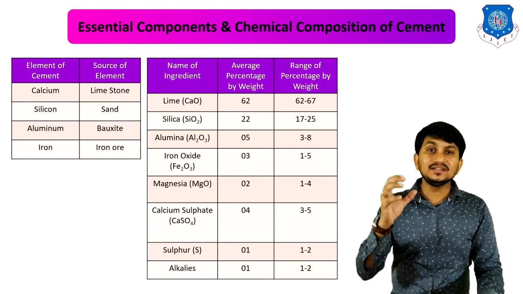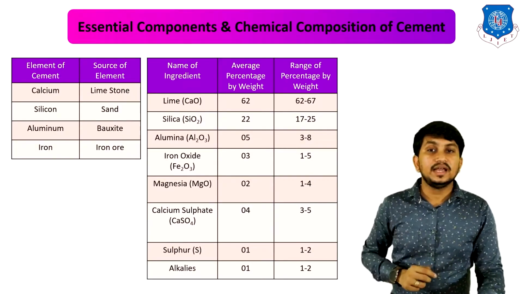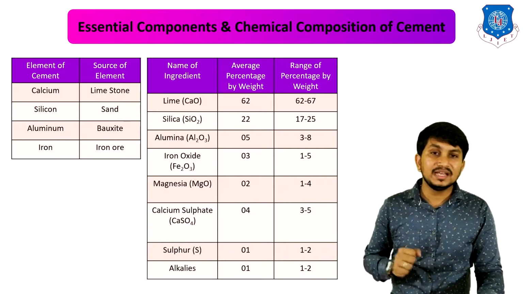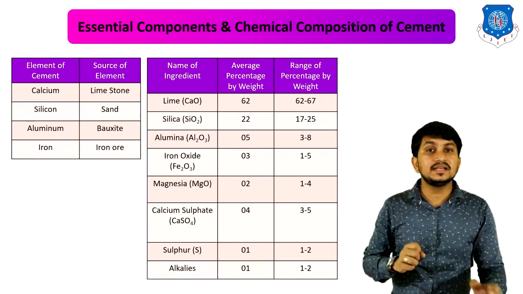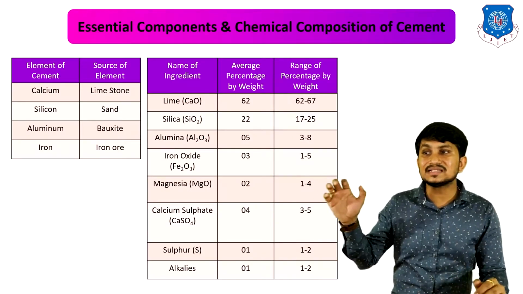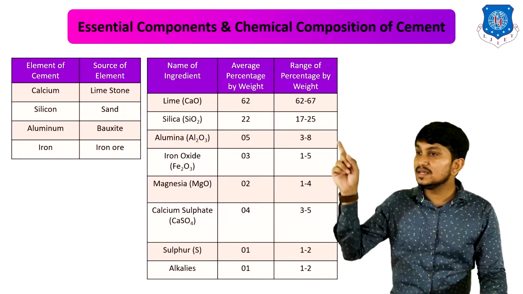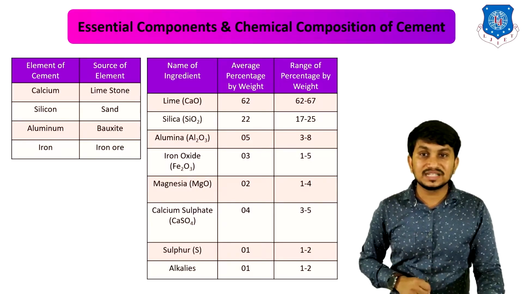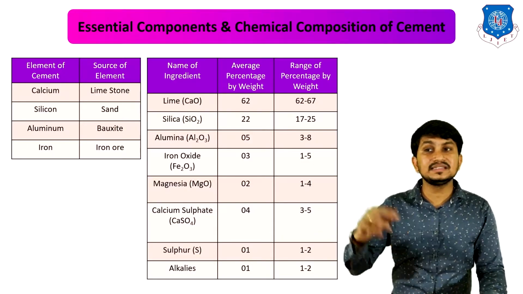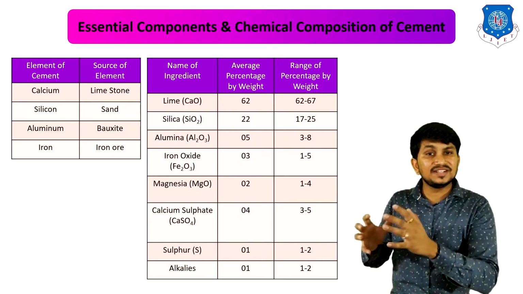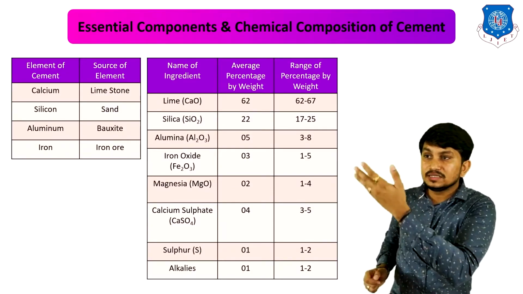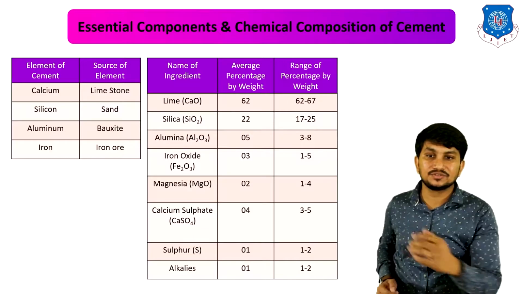The main component is lime, which is called CaO, calcium oxide, having a percentage of 62%. Generally, the range of this lime is between 62% and 67%. Similarly, the second highest component or ingredient in cement is silica, also called SiO2, silicon dioxide. The average percentage by weight of silica in cement is 22%. Its range is about 17 to 25% based on various companies. That's all about the various ingredients in cement.